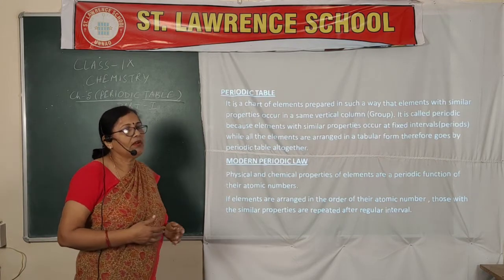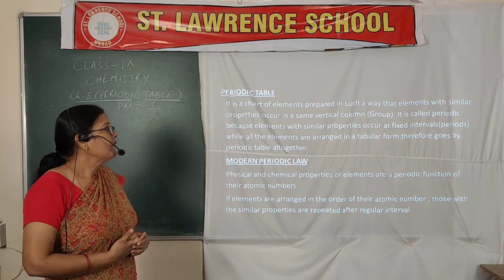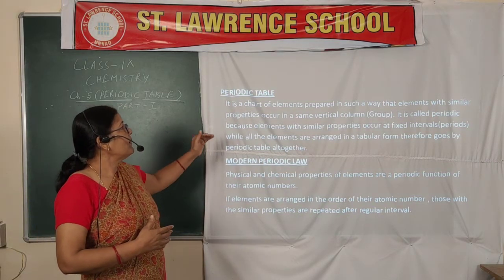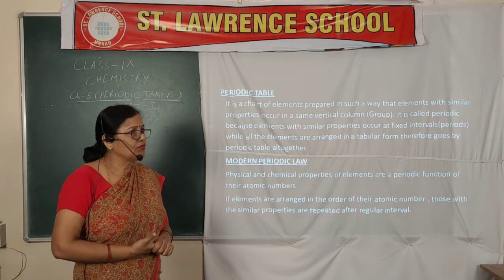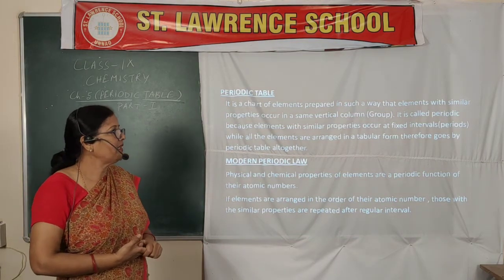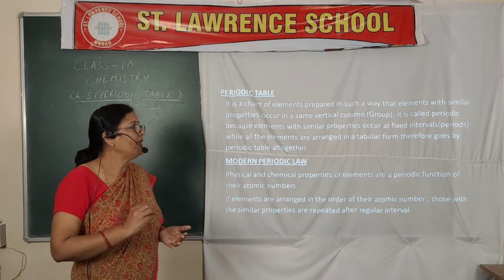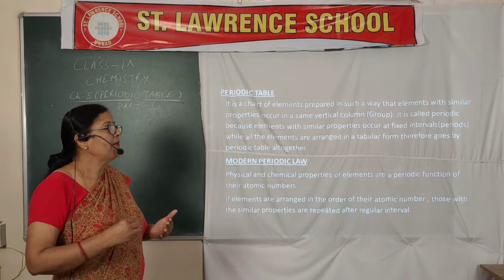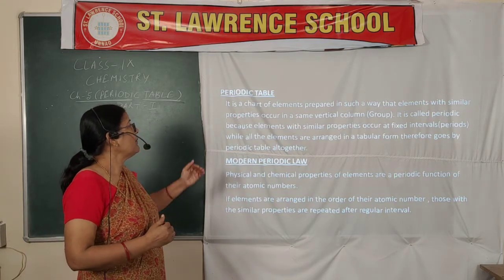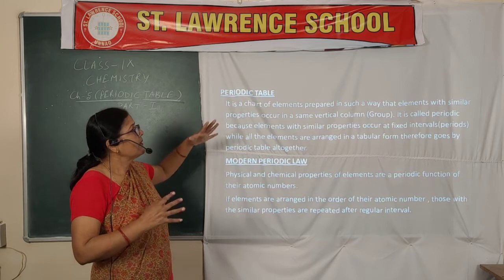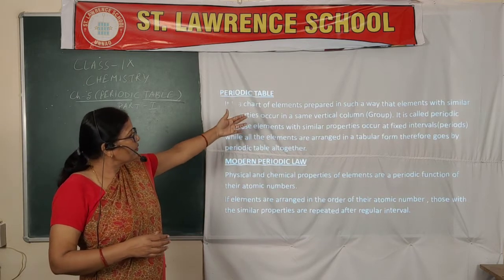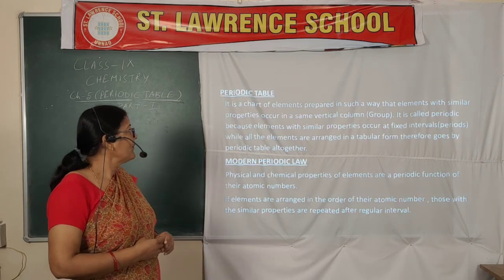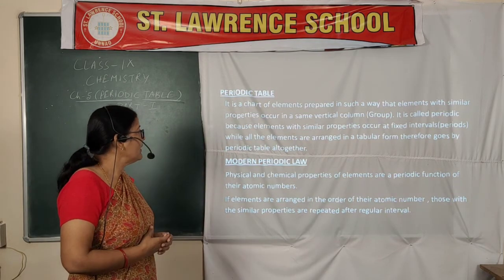Then the periodic table. I already told you what the periodic table is. We are grouping horizontally and vertically. Always keep in mind that vertical columns are groups, those having similar properties, maybe density, malleability, boiling point, melting point, or reactivity. All these come in this chart, which is a similar group. The periods and the groups, comparing these elements, are arranged in a tabular form, which is called the periodic table.